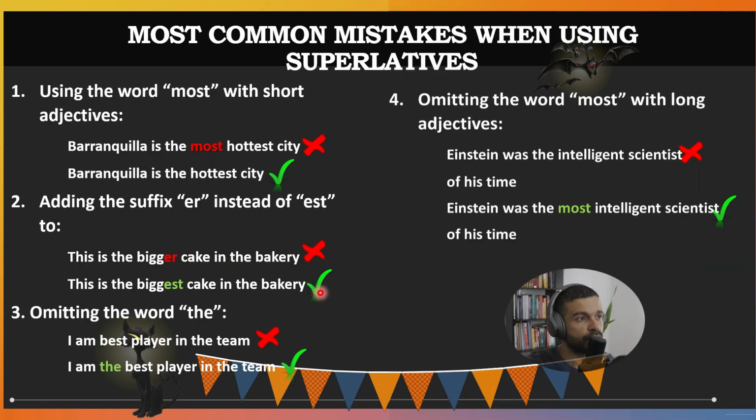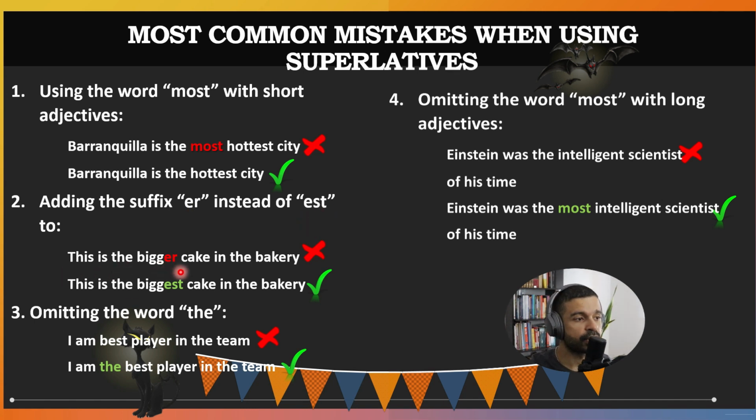Most common mistakes with using superlatives. Now, for superlatives, what are the most common mistakes? Okay, using the word most with short adjectives. This is similar to the previous one. Barranquilla is the hottest city. This is the correct way to say it. Adding the suffix er instead of est. Remember, er is for comparisons and est is for superlatives.